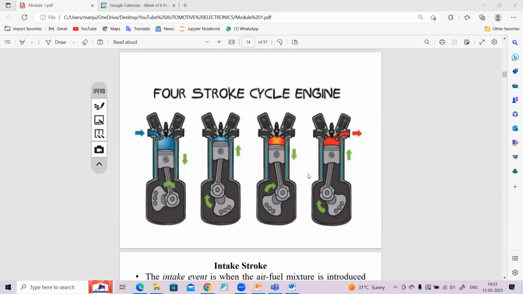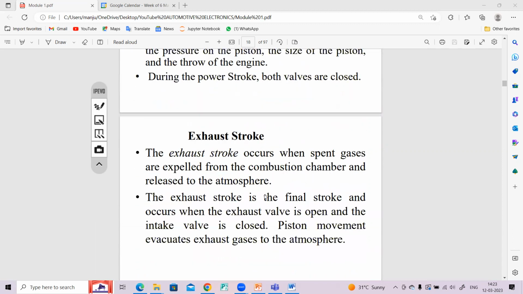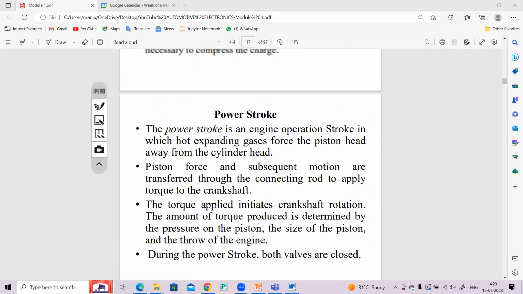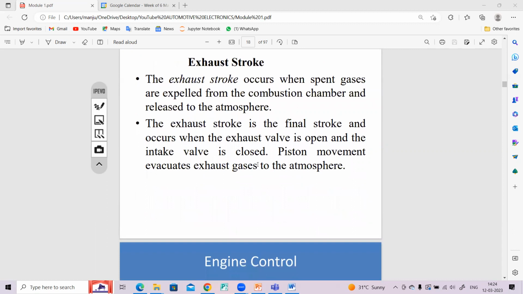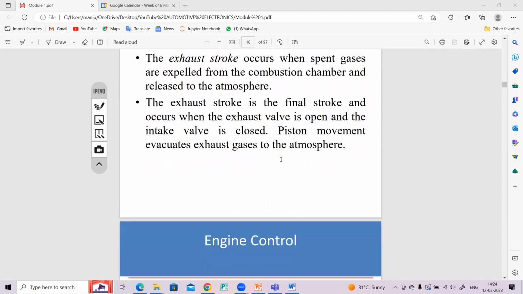See, this is the end stroke here, where the exhaust valve is open and the intake valve is closed. See, exhaust valve is open, intake valve is closed here. Okay, from the pressure, the exhaust gas goes out to the atmosphere.